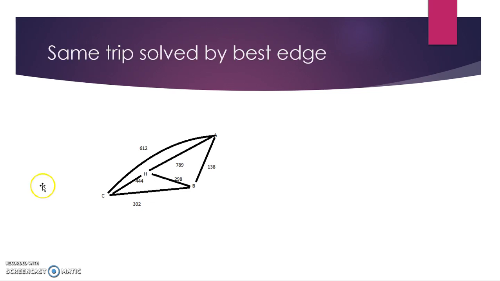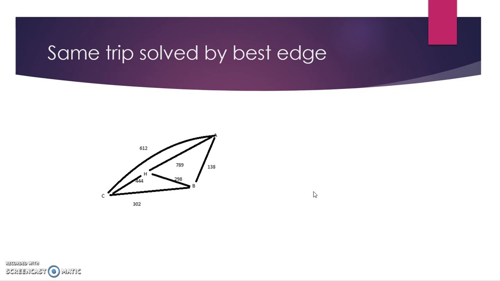On the other hand, best edge, same graph here, but best edge doesn't depend on where you start. As a matter of fact, it doesn't tell you what to start with. Instead, you start listing down the cheapest. Look at everything. What's the cheapest? 138 is the cheapest. Okay, so you write down A to B. And then you look at the next cheapest. Well, that would be the 298. So you write down B to H.